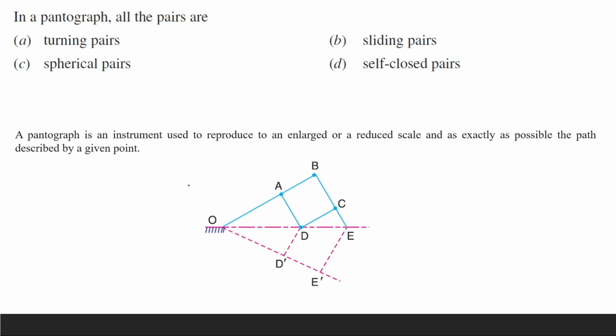So this is a pantograph mechanism. A pantograph is an instrument used to reproduce an enlarged image or a reduced scale image. If you want to make any image larger, or if you want to make it on a smaller scale, then you can use the pantograph. It is basically also used at the top of the train.